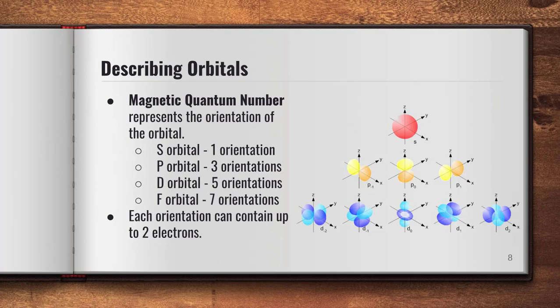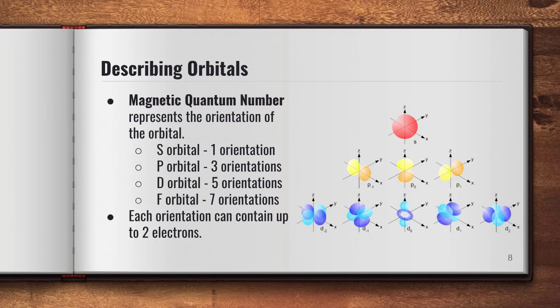The magnetic quantum number represents the orientation of the orbital. So for example, the s orbital, if you remember from the previous picture, is spherical. So you could only have one orientation of that. The p orbital can have three possible orientations, one along the x-axis, one along the y-axis, and another along the z-axis. Therefore, it has three possible orientations. The d orbital has 5 orientations, and the f orbital has 7 possible orientations. So you notice that they increase by 2 each time, 1, 3, 5, and 7, just like if you were counting odd numbers going up.